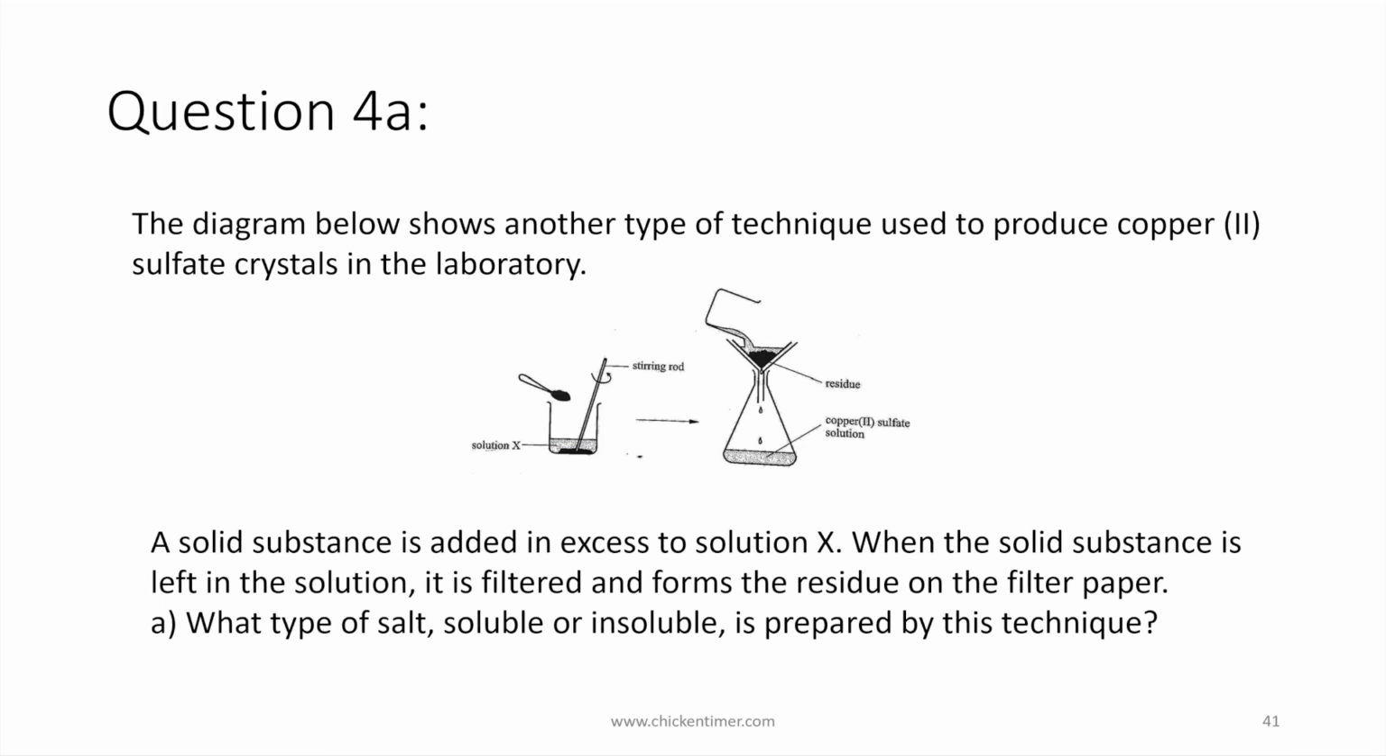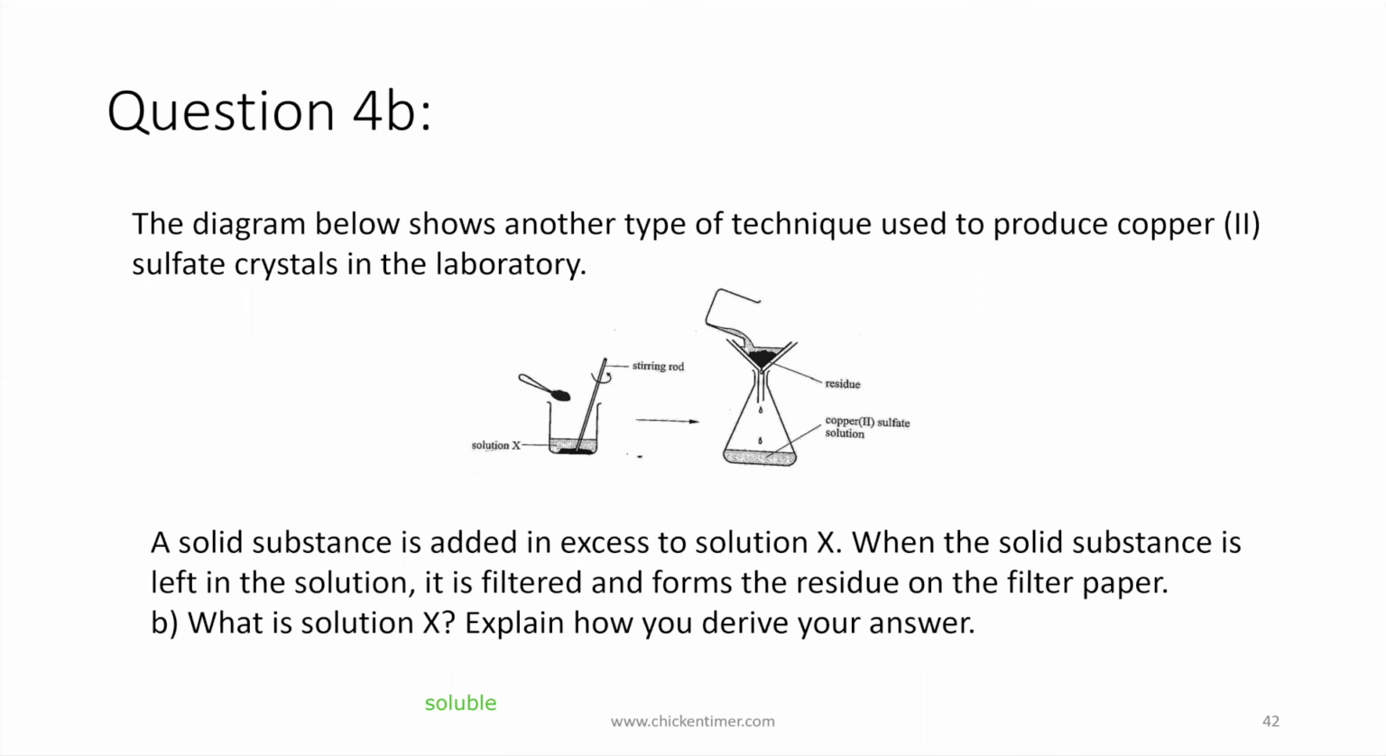Another question with a drawing. Next. What is solution X? Water. Why water? Because it's an acid, we have some base. And then sulfuric acid. We have copper hydroxide. So the copper 2 hydroxide is the black colored substance. Then you say add to sulfuric acid. That means this one must be sulfuric acid.